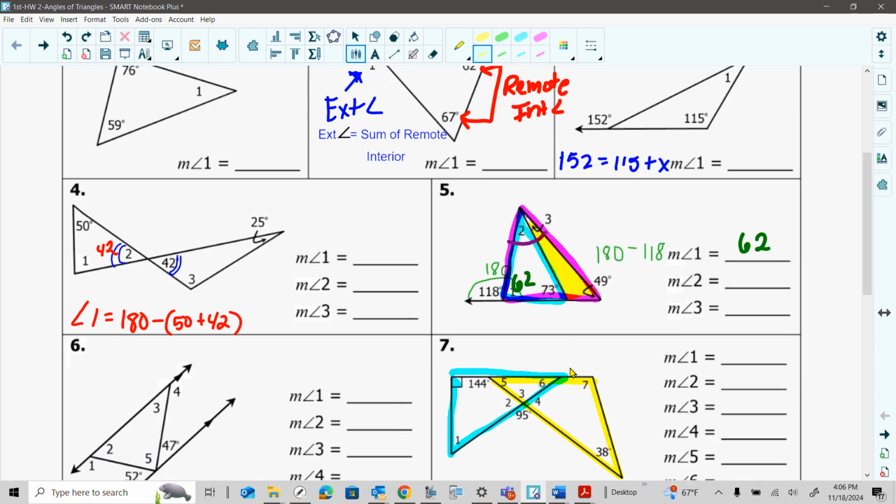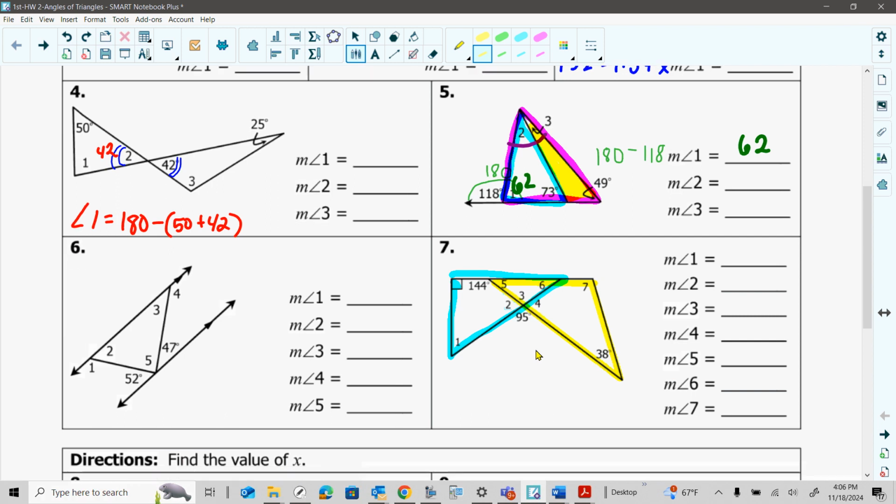Okay. Now for a problem like number 6, you need to recognize you have parallel lines here. There's that arrow, which means that I'm going to have alternate interior angles congruent and same side interior angles supplementary, adding to 180. Now hopefully you see alternate interior angles with the 47 and angle 3. So those would be congruent using that transversal. Or you can see alternate interior angles with angle 2 and 52. So those would be congruent.